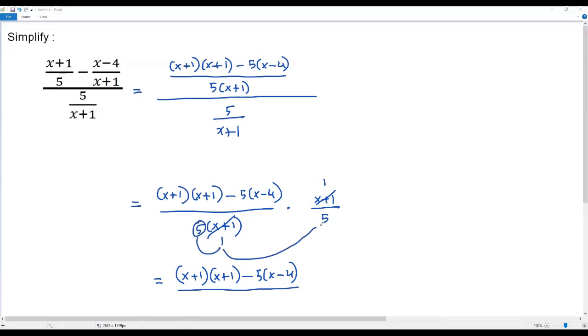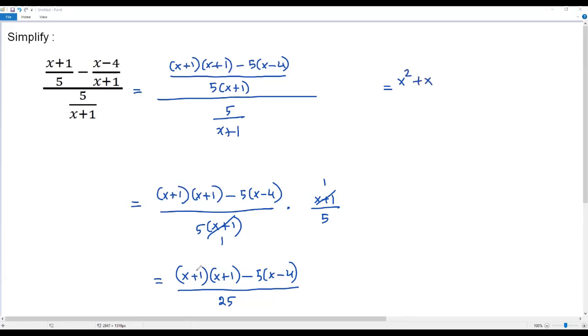So when this 5 is multiplied by this denominator 5, that is 5 times 5, we get 25 in the denominator over here. In my next step, I'm going to multiply these two binomials. When I multiply them, I have to use the FOIL method. That is, first I have to multiply the first terms, x squared. Then I have to multiply the outer terms, x times positive 1 will be positive x.